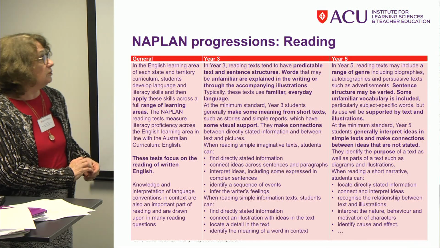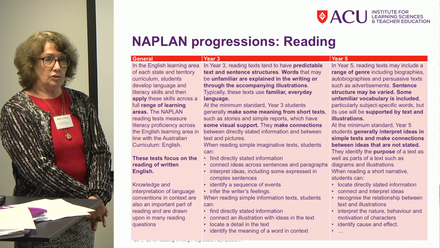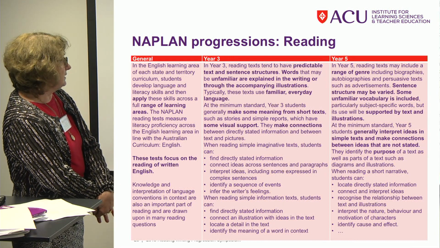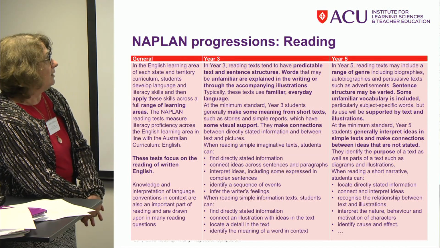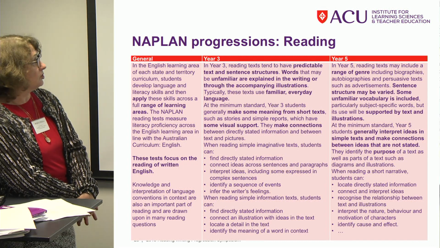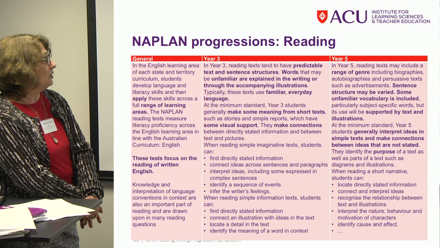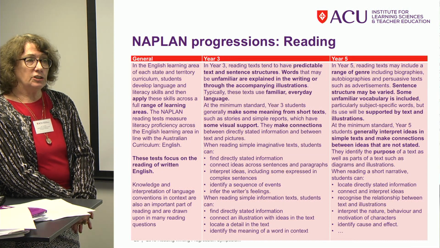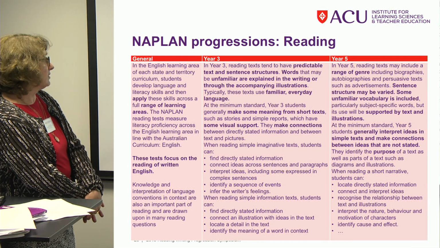So I just thought I'd move on then to looking at what we currently have in terms of information about students and NAPLAN. So these are quite clearly stated, the NAPLAN progressions for reading. In year 3, we have that reading texts have predictable text and sentence structures, words that may be unfamiliar are explained in the writing or through the accompanying illustrations, familiar everyday language. That actually doesn't seem a very high ask for year 3, does it? Because it's tied to the Australian curriculum, but it's actually not a very high ask.